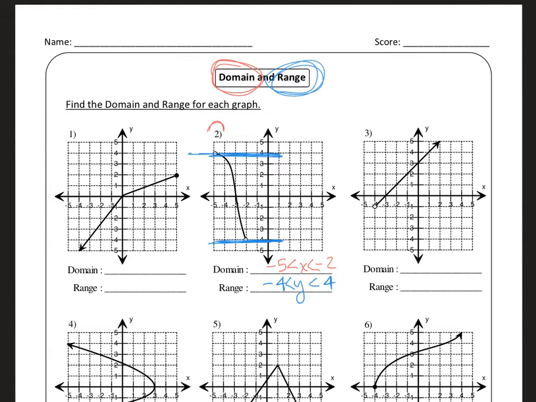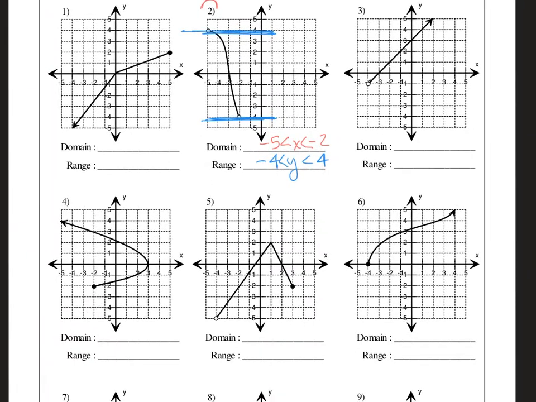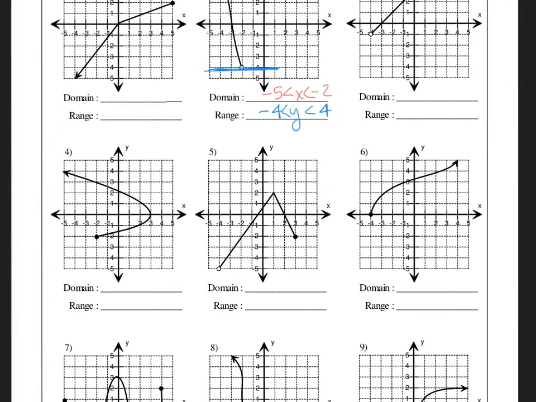Okay, so let me show you another one. This is a good one. Let's do number 5. And again, I'm going to do domains in red. So domain is, again, how far does this go to the left and how far does it go to the right? The entire graph, as far as x's, are between -4 and 3.